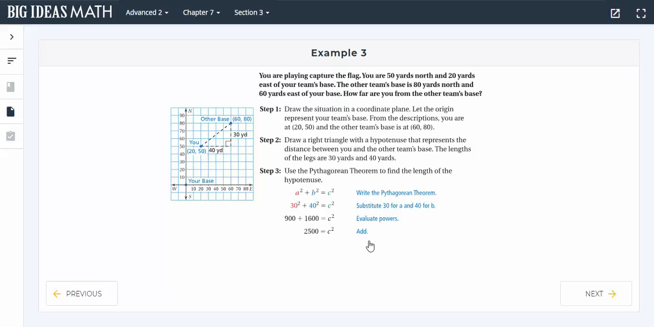And then how do we undo the squaring? We use the square root. So we take the square root of this side, and what we do to this side, we have to do to the other side of the equal sign. We take the square root of 2500, and that'll tell us what c equals, which is 50. So you take the positive square root of each side. Therefore, knowing that c equals 50, that's this length here, the hypotenuse, we know that we are 50 yards from the other team's base. That's the shortest distance between us and the other team's base.